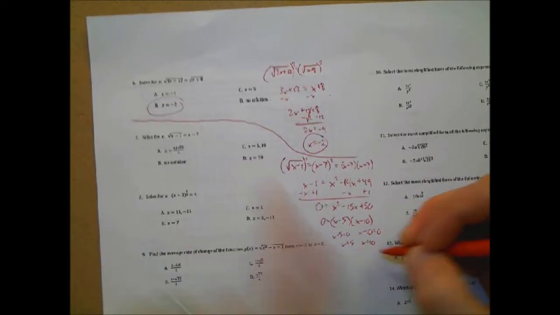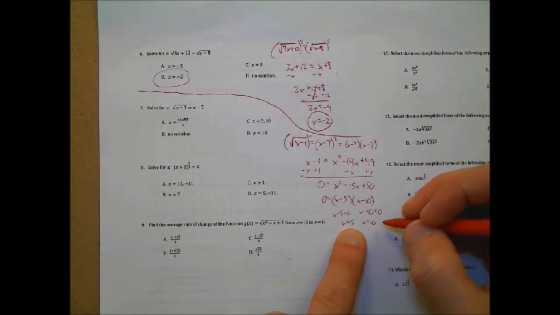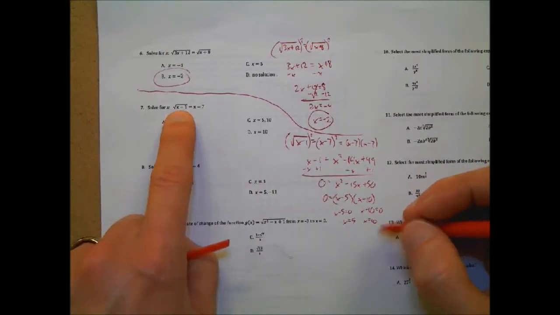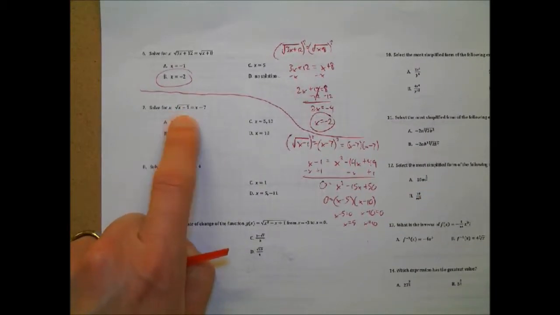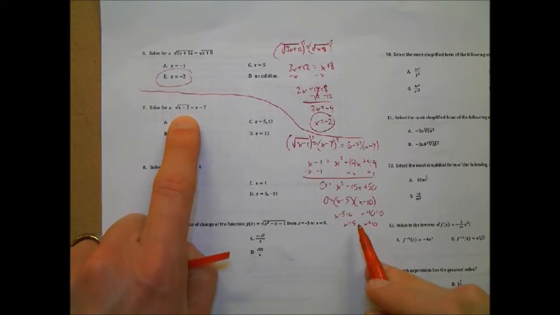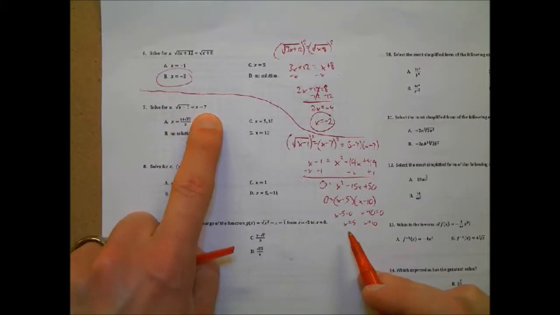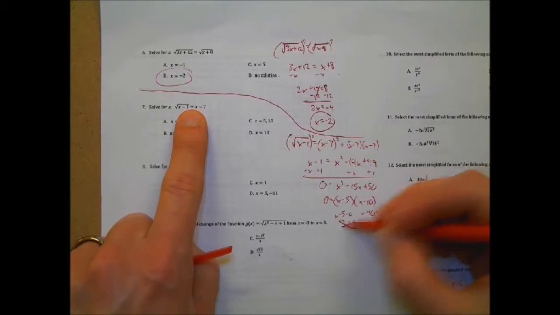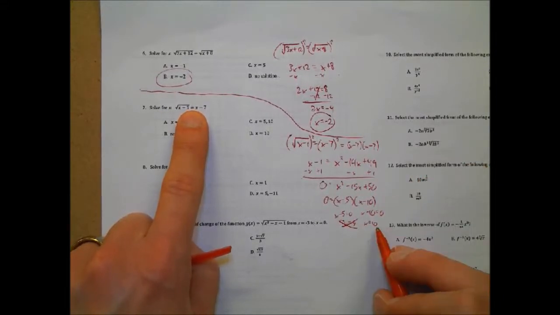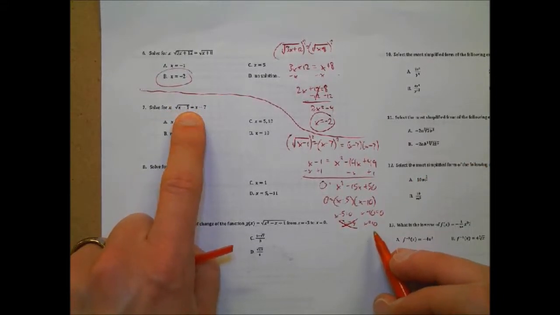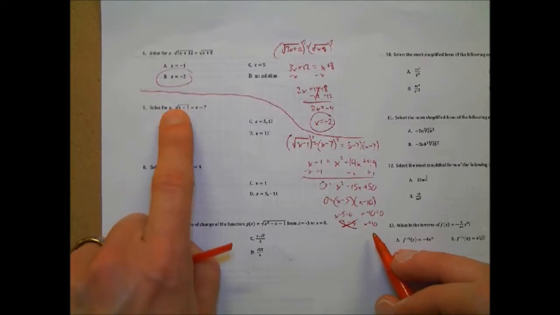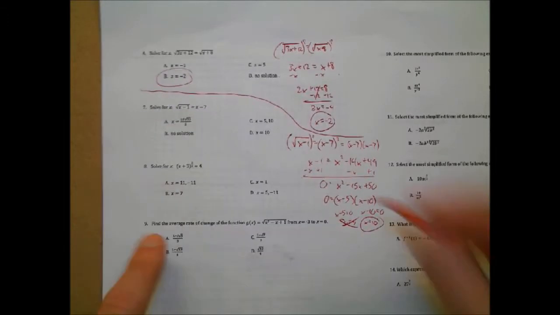Okay, we got to check them. Plug them back in. So what's 5 minus 1? 4. Square root of 4, 2. But then 5 minus 7 is negative 2. So I get 2 equals negative 2, so I got to throw 5 out. 5 does not work. We'll try 10. 10 minus 1 is 9. Square root of 9 is 3. 10 minus 7 is 3. 10 works. So it's just 10.